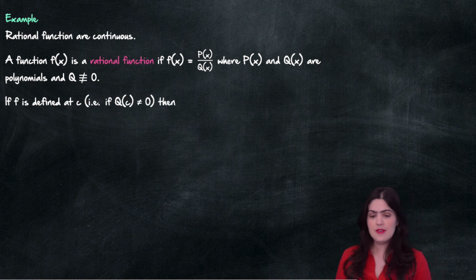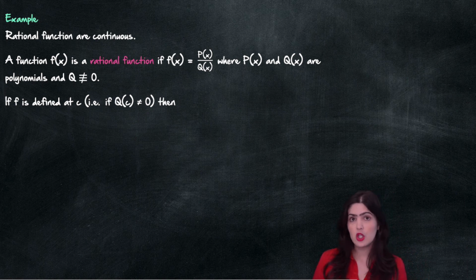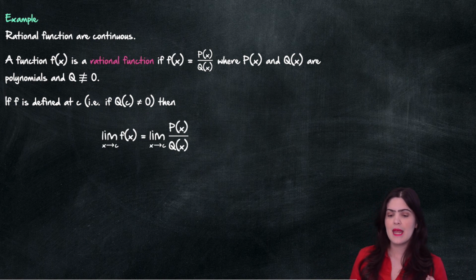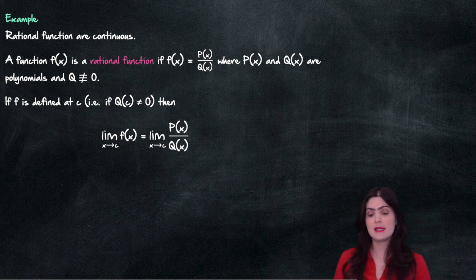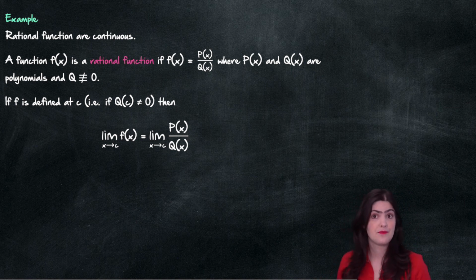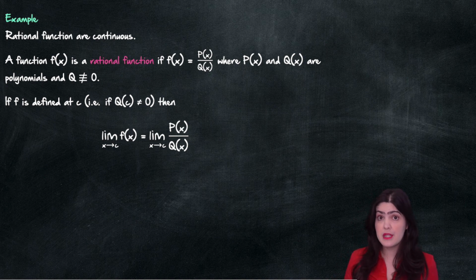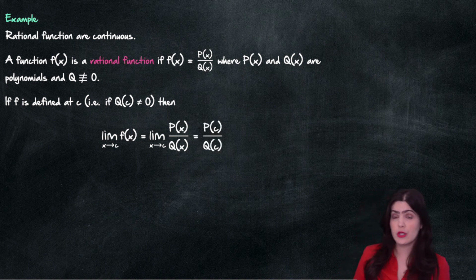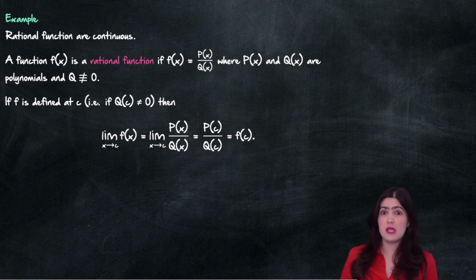So you see, if f is defined at c, which means that q of c is not 0, then the limit as x approaches c of f of x is the limit as x approaches c of p of x over q of x. But then, using the main theorem that we saw in this video, this is just p of c over q of c, which is just f of c. And that completes the proof of the fact that rational functions are continuous on their domain.